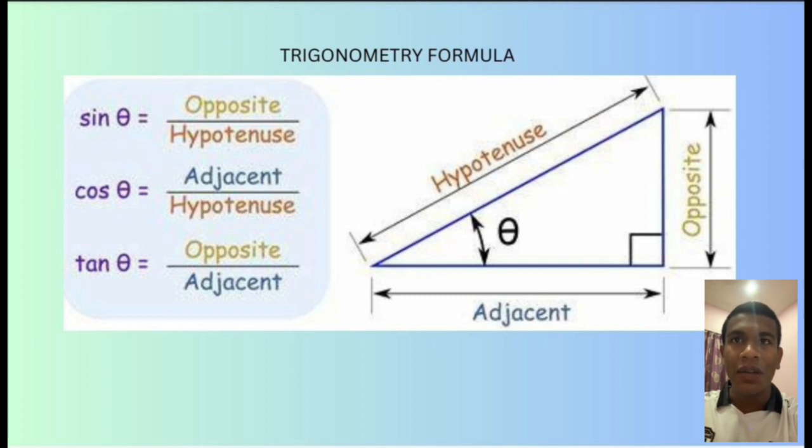Here are the trigonometric formulas. Before we know the formulas, we have to know which one is the hypotenuse, opposite and adjacent. Usually, the hypotenuse is the longest line in the triangle. Opposite is the line opposite to the angle, and adjacent is the line next to the angle. After that, we will use SOH, which is sin theta equals opposite over hypotenuse. The second one is CAH, which is cos theta equals adjacent over hypotenuse. And the last one is TOA, which is tan theta equals opposite over adjacent.